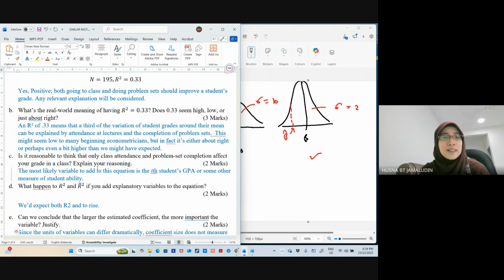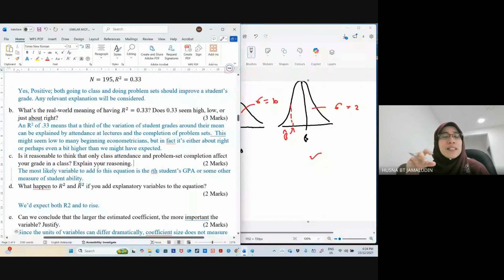Explain your reasoning. This question wants to tell you: do you have other irrelevant variables? No. Do you have other relevant variables that you accidentally omitted from your equation? Is there anything that you think can affect your grade, the change in your grade? Okay, the change in your CGPA. Of course, there are a lot, right?